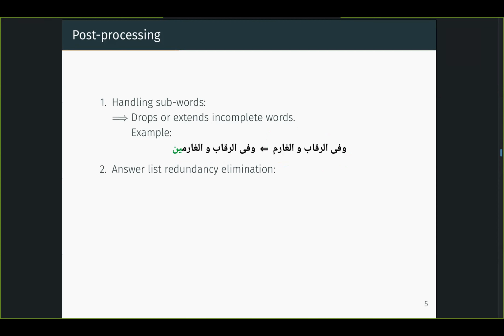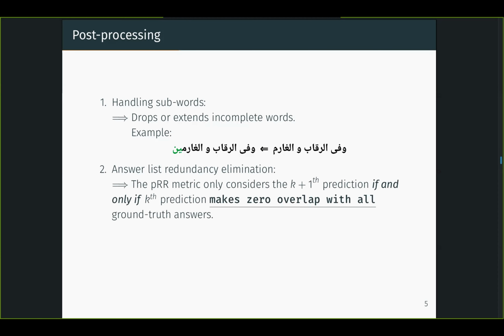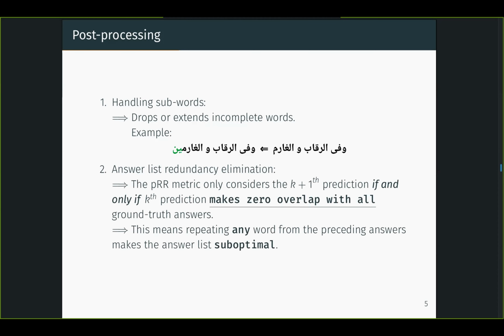And the most significant step in the post-processing we call redundancy elimination. It is designed for the BRR evaluation metric. If we think about the BRR metric, it only considers the kth plus 1 prediction if and only if the kth prediction makes a 0 overlap with all ground truth answers, which means it operates like a short circuit operator. When it finds any overlap at the kth prediction, it returns and gives the score. For that reason, if we repeat any word from the preceding answers, this makes the ranked list suboptimal for the BRR evaluation process.